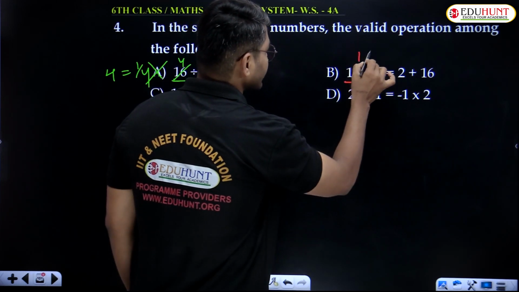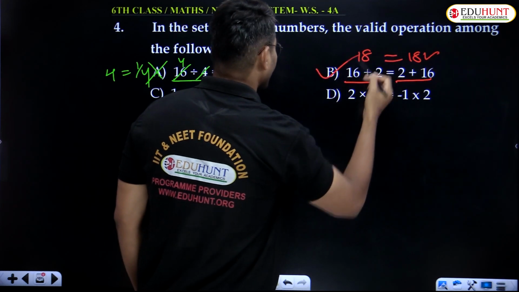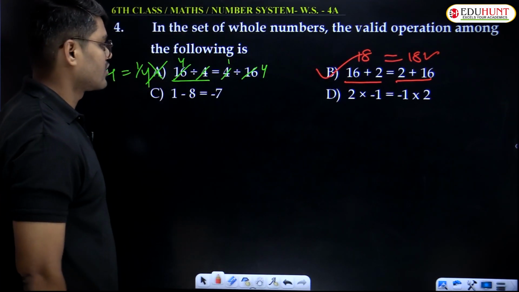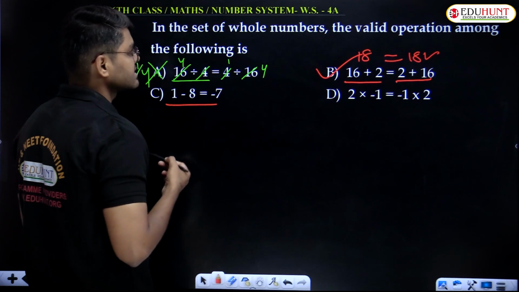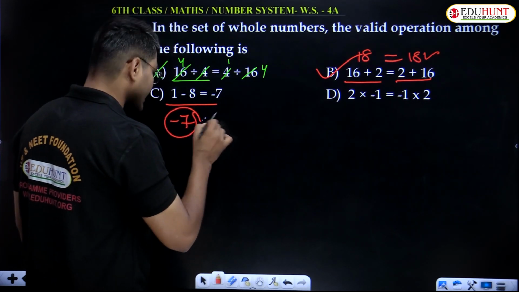16 plus 2, that is 18. 2 plus 16, that is also 18. That means this is the option correct. Okay. This one, 1 minus 8 minus 7. This is also correct.